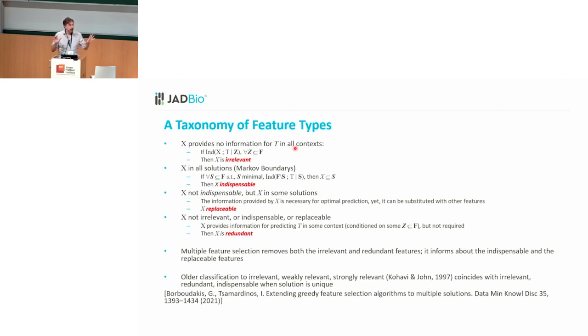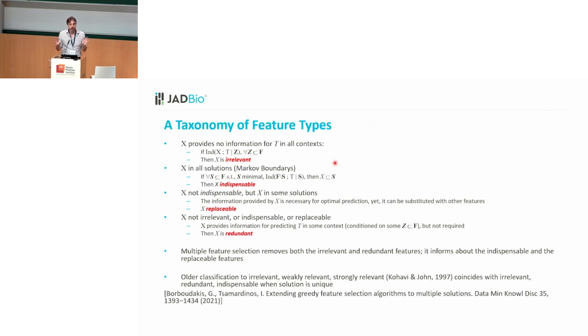So now that we understand a little bit and acknowledge the presence of multiple solutions, we can define the following taxonomy of features. We can have 4 types of features. Features X that carry no information for T no matter what you select. These are irrelevant. On the other extreme, you have features that you absolutely need. They're in every Markov boundary, in every solution. You need them to build optimal models. They are called indispensable. Then you have features that belong in some solutions but not in other solutions.